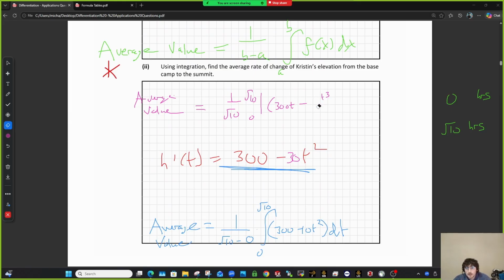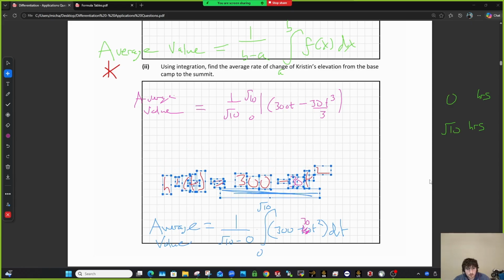So yeah, this here is 30t cubed. Let me tidy this up. We're integrating this function here, and this here is obviously 30t squared. So then this becomes 30t cubed over 3. Looks good to me. And then what we do is we actually sub it in now.